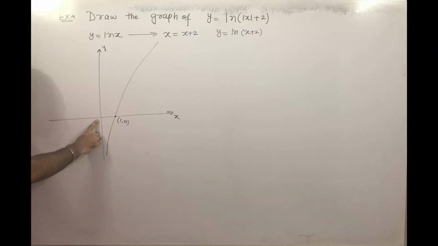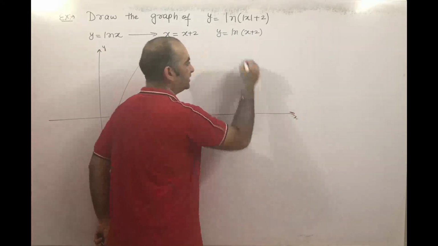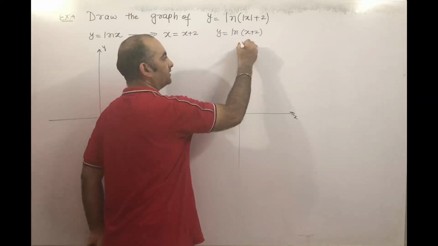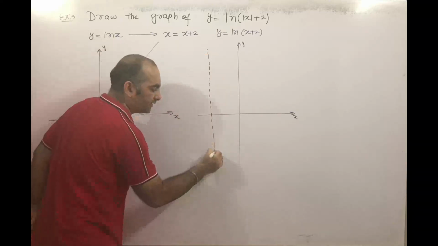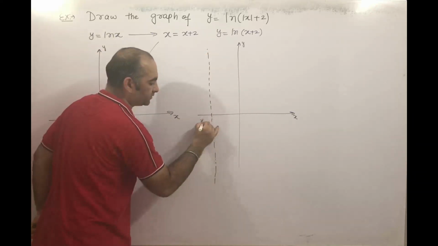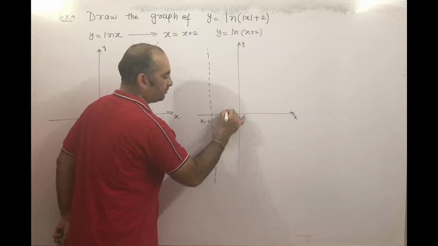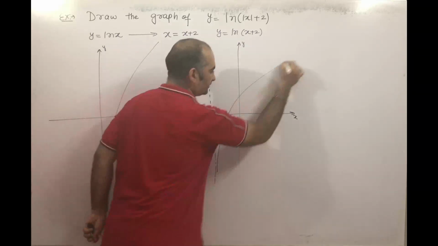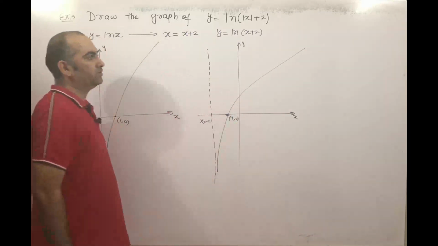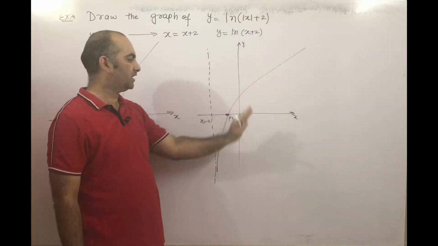And this is 0. So x equal to 0 will come at x equal to minus 2. So what will come? This is the x-axis, this is the y-axis. We will draw a line at x equal to minus 2. Here this point will come at minus 1 comma 0. So this graph will pass through this point. So this is the graph of y equal to ln of (x plus 2). This graph we will get.